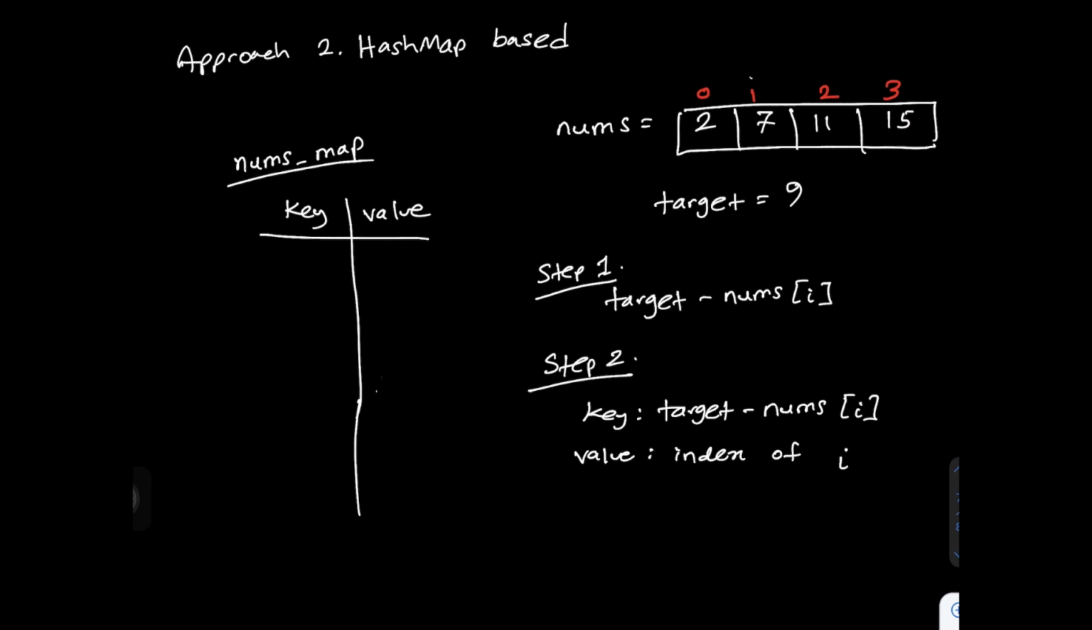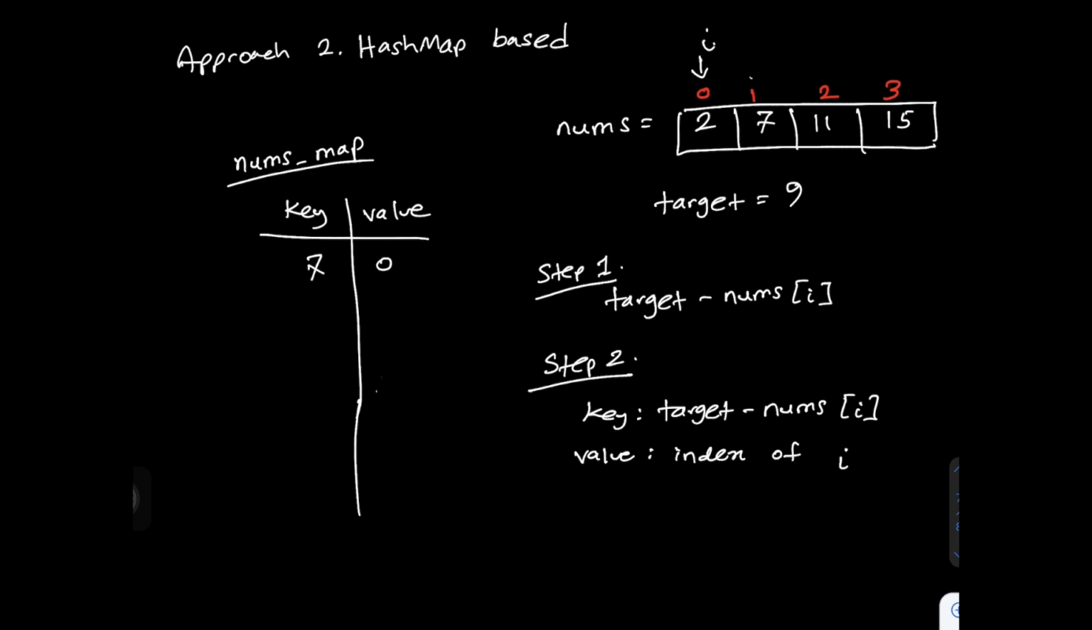So first I is here at index 2. We check whether 2 exists in our nums map or not. No, it does not exist. So therefore we calculate target minus nums of I, which is 7, and 7 is set to the index of 0, which means that the complement of 7 was found at index 0. Complement meaning the number which is required with 7 in order to get the target value.